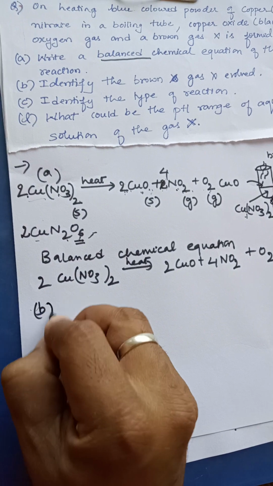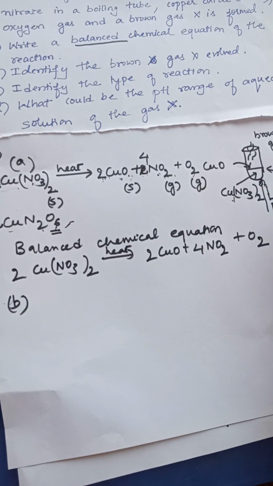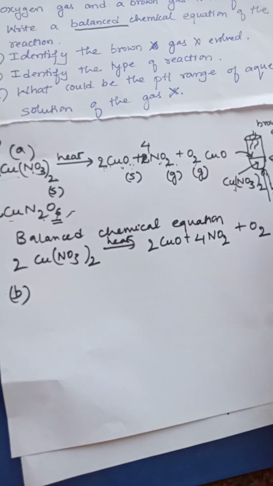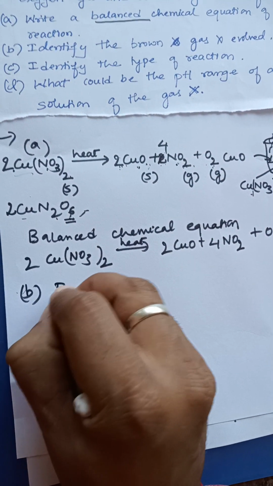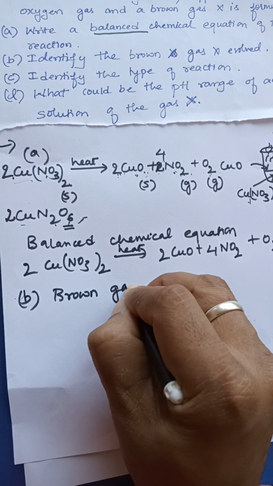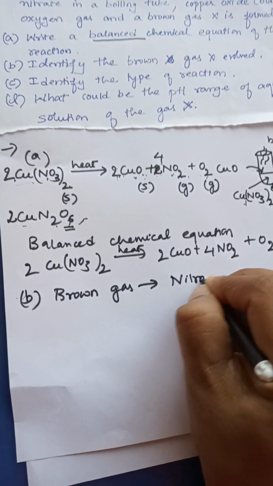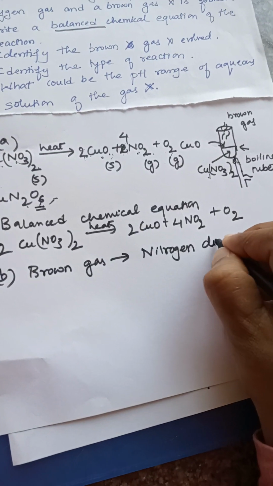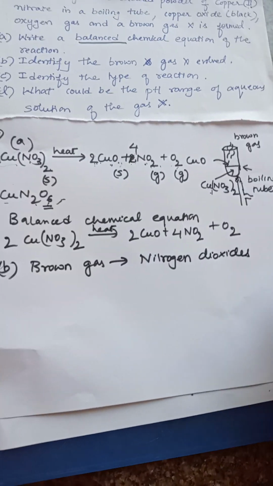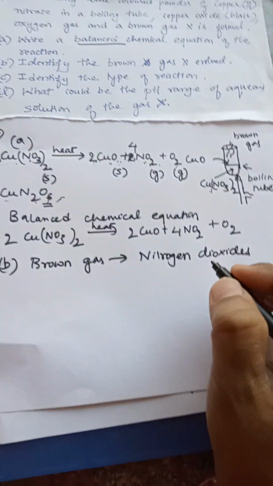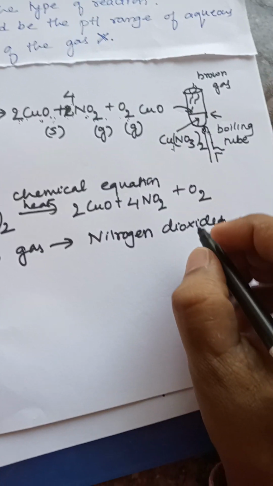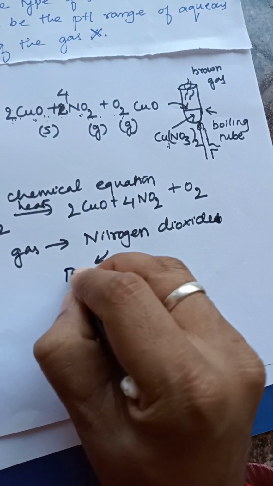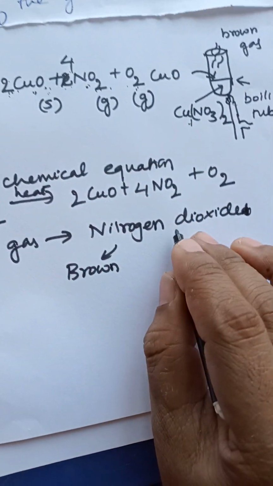Now let us answer the second sub-question. Identify the brown gas evolved. How do we identify the brown gas evolved? Actually the answer is the brown gas is nothing but nitrogen dioxide. How do you know that the gas is nitrogen dioxide? There are two types of tests called preliminary tests and confirmatory tests. So preliminary test, like its brown color. One of the brown colored gas is nitrogen dioxide.